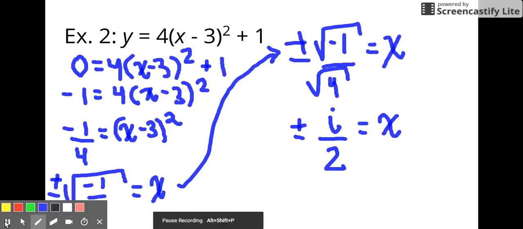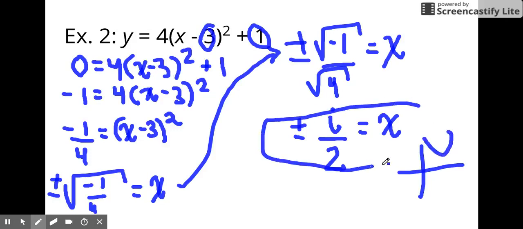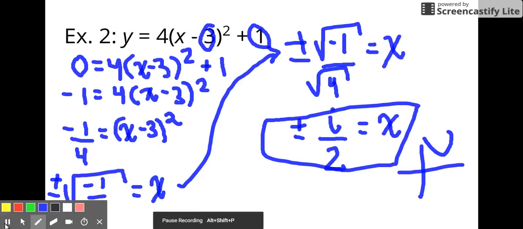If we were to consider a graph of this, we actually know what the graph looks like because it's in vertex form. We know the vertex is at (3, 1), and that our a value is 4, which means our parabola opens up. And so that means that on a coordinate plane, our graph would be something like this, so we know there's no x-intercept, so it makes sense that our solution has an imaginary number in it.